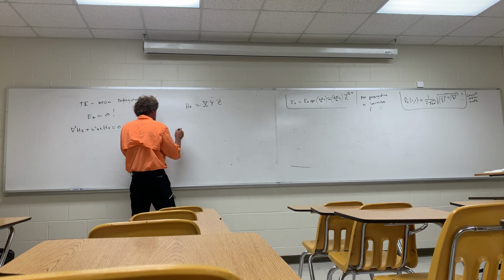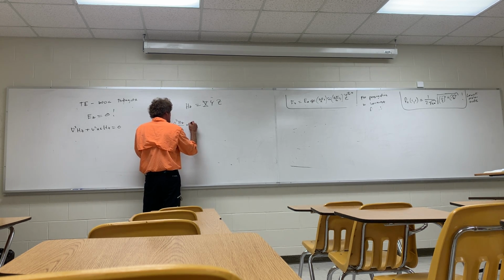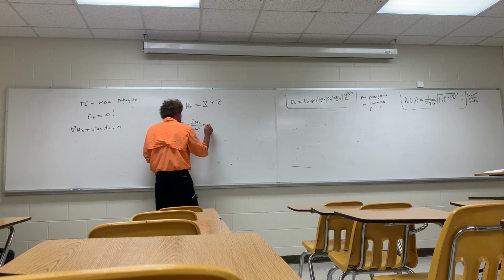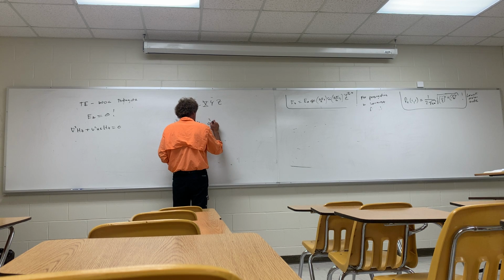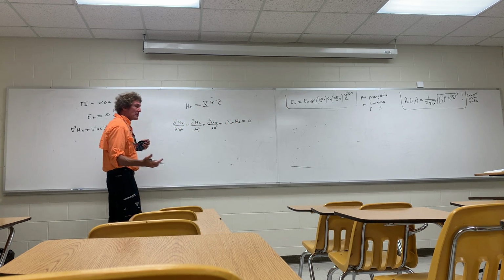I go down there and I do the differential equation, del squared, and I'll just put it in here: the second derivative of HZ with respect to X squared plus the second derivative of HZ with respect to Y squared plus the second derivative of HZ with respect to Z squared plus omega squared mu epsilon times HZ equals 0. This is where I was before with EZ, if you remember.